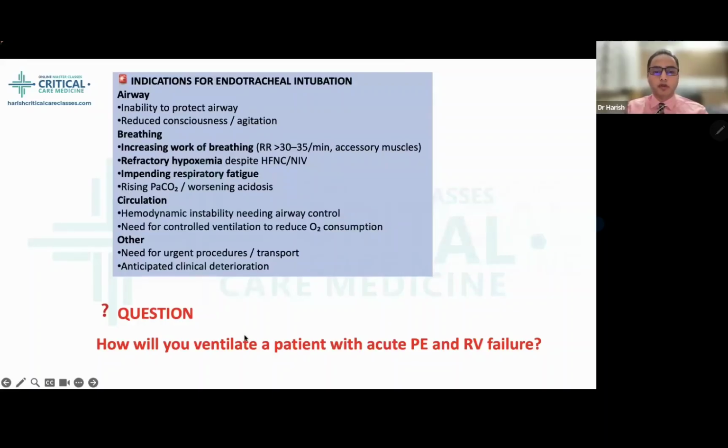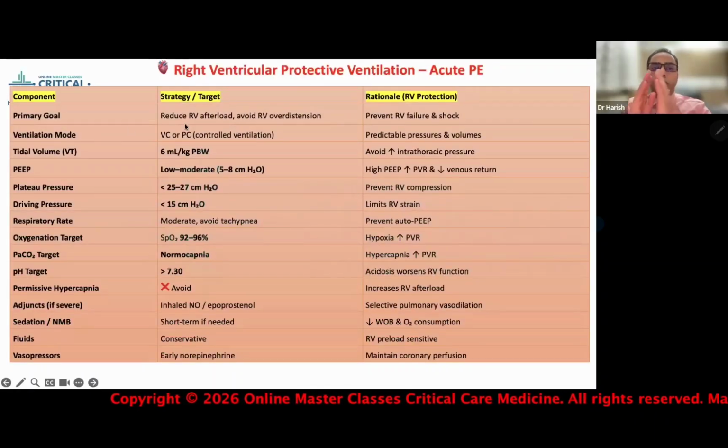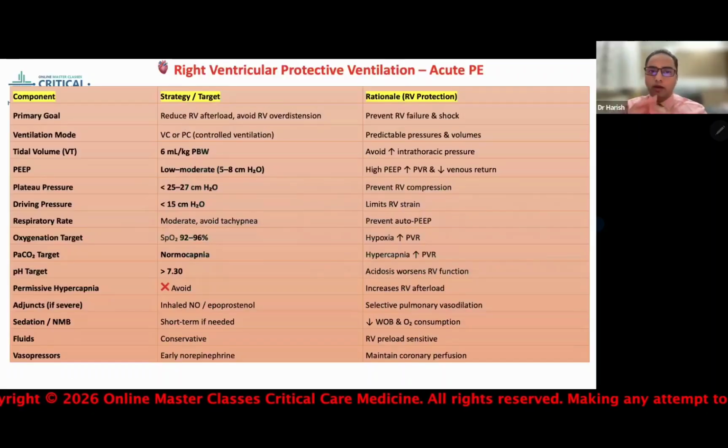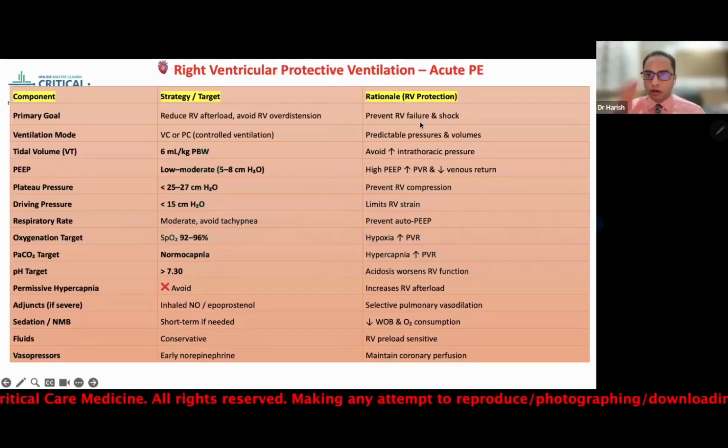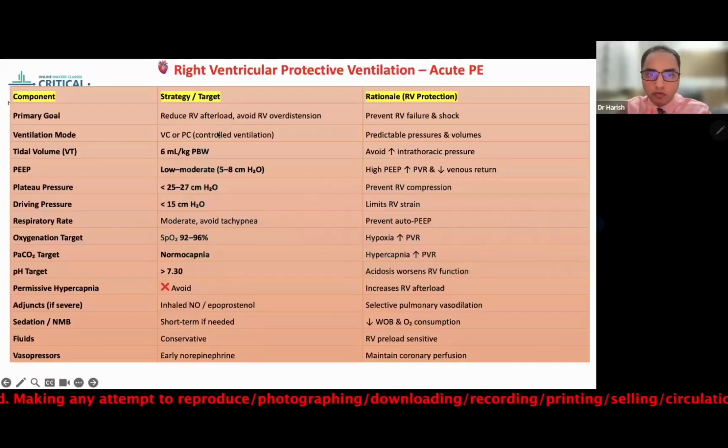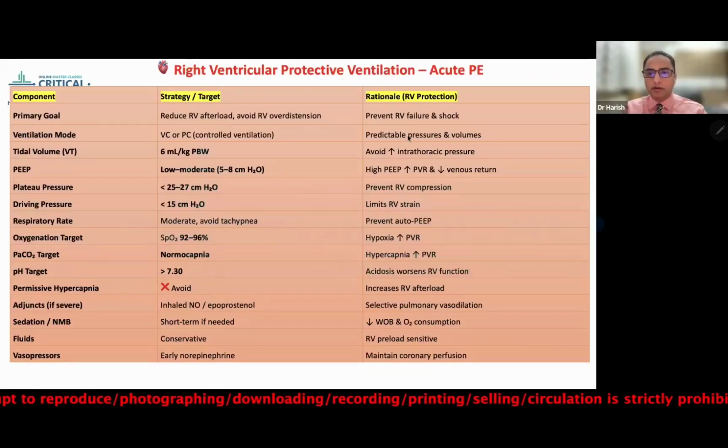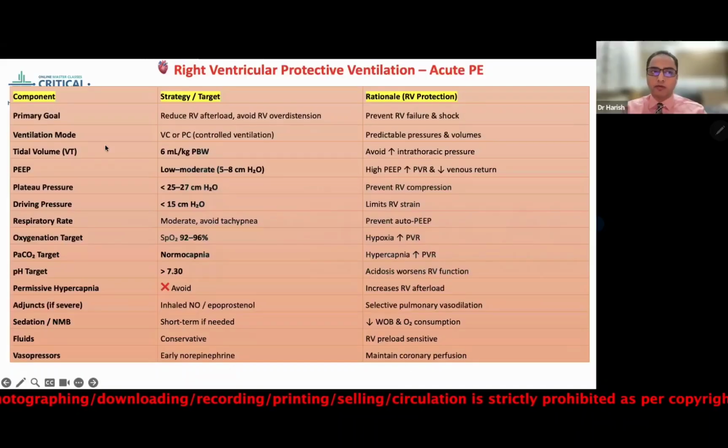Okay, so how will you ventilate a patient with acute PE and RV failure? This patient has undergone intubation and mechanical ventilation. In massive PE, you will have acute cor pulmonale, so acute RV failure is there. How are you going to ventilate? Primary goal is to reduce RV afterload and avoid RV overdistension, because it helps in preventing RV failure and ongoing shock. Ventilation mode, either volume control or pressure controlled ventilation, because it gives predictable pressure and volume.